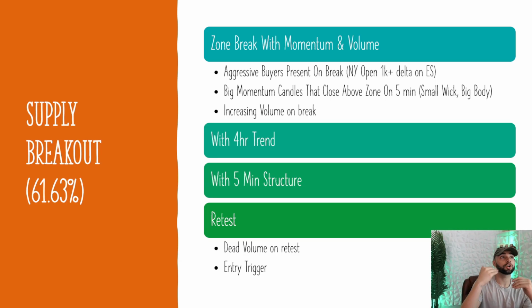You need the candle to close above the zone or below the zone for the breakout, right? We need big momentum candles: small wick, big body candles on the break. We want increasing volume on the break. It has to go with the 4-hour trend, with the 5-minute structure, and then when it retests, now you switch it over. Now the supply becomes demand. You want dead volume on the retest and you need an entry trigger. That has a decent win rate as well.